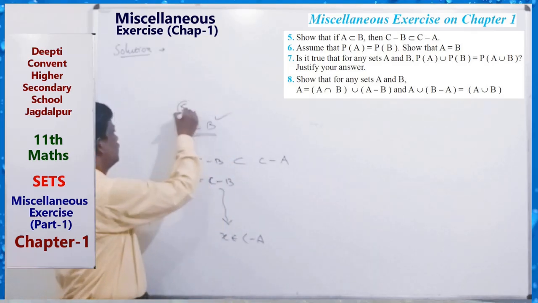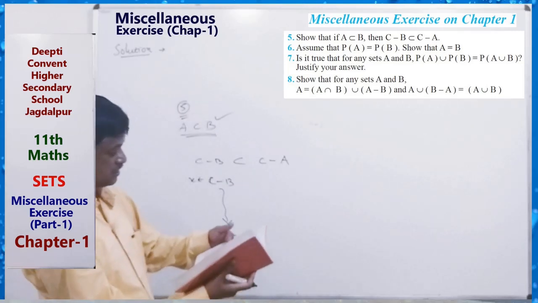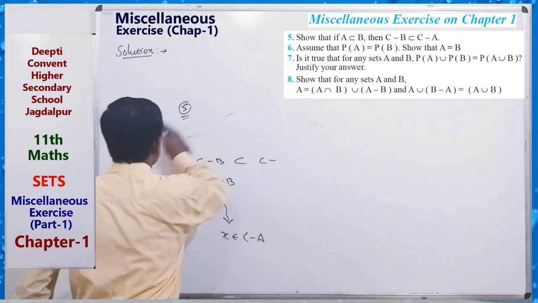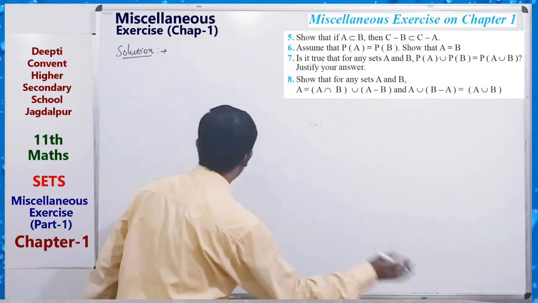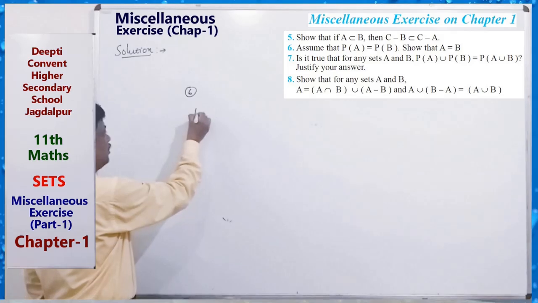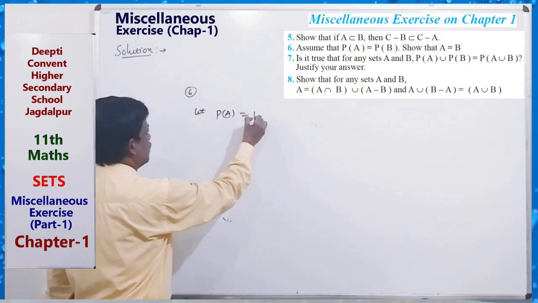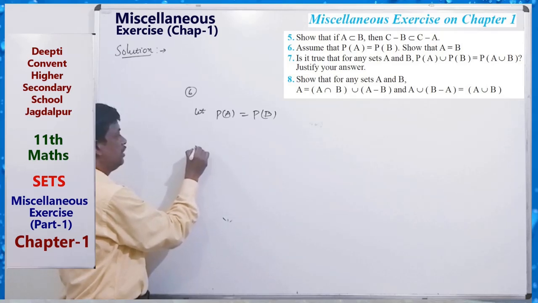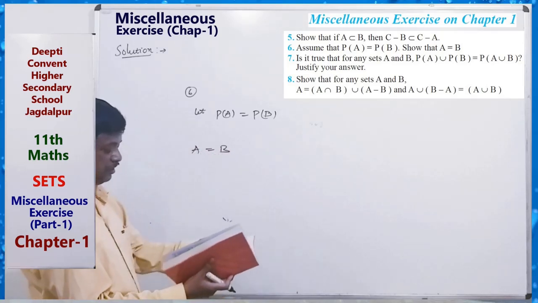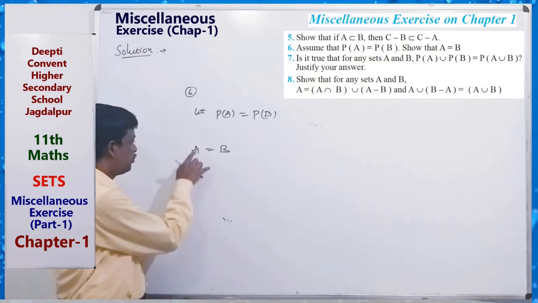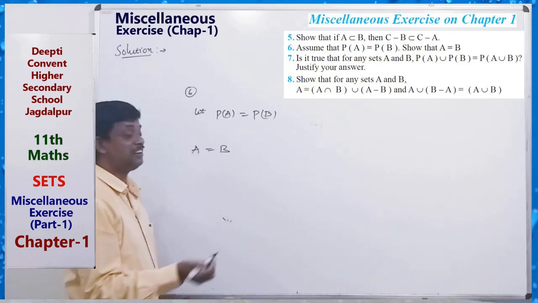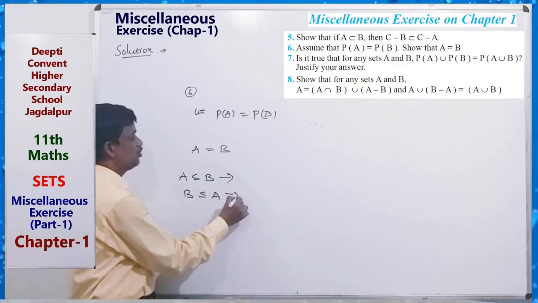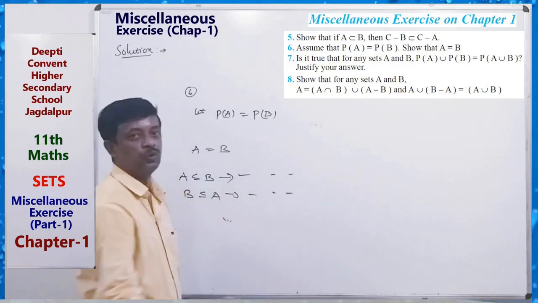Question 5. Okay. Similarly, question 6. Assume P(A) equals P(B), show that A equals B. Let P(A) equal P(B) and claim A equals B. We have to prove A equals B. So for this, we have to show that first A subset B and then B subset A. These two relations we have to show.